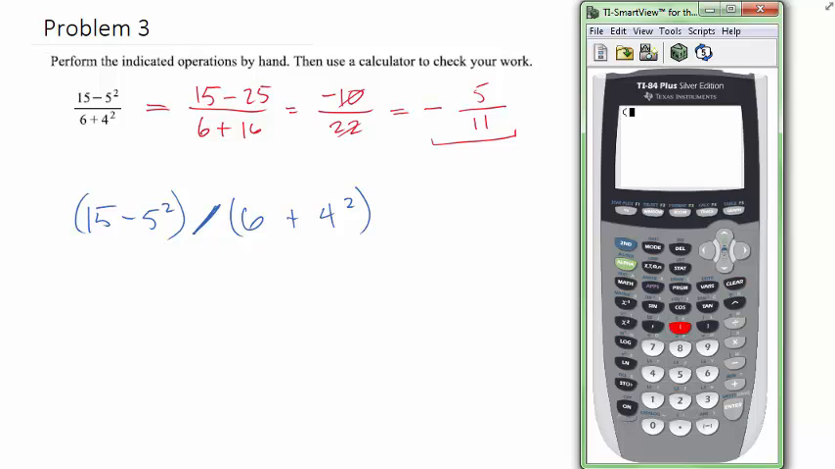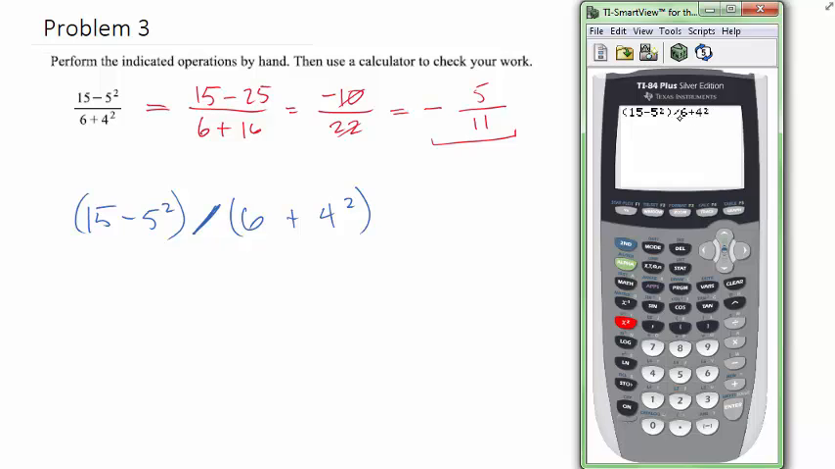We have parentheses, a 15 minus 5, and then the square button is here, or you can put the caret too. Since it's a square button, we have it up there. Close parentheses and then divide by. And then now I have a 6 plus 4, and the 4 is going to be squared. 6 plus 4 squared.